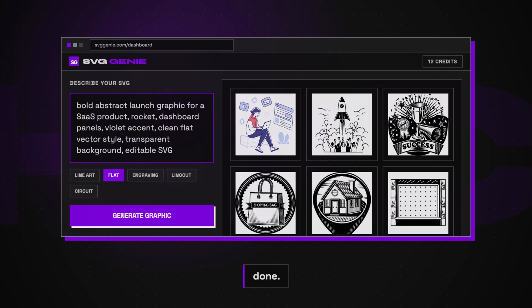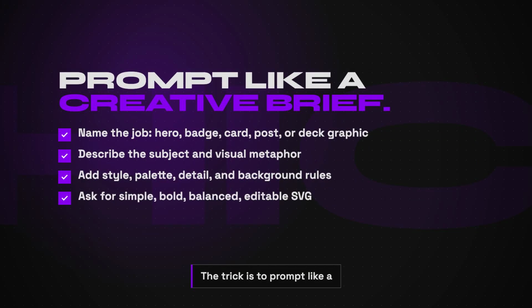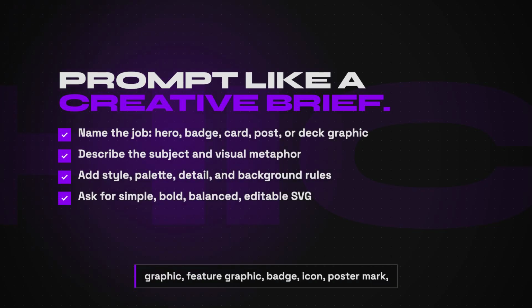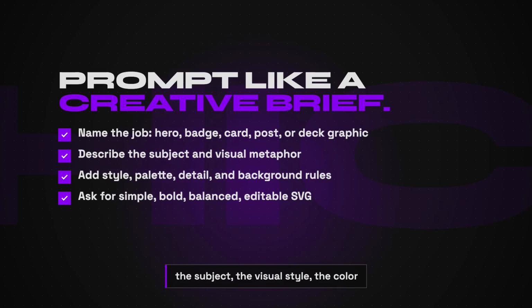The trick is to prompt like a creative brief. Start with the job: hero graphic, feature graphic, badge, icon, poster mark, product visual, or newsletter art. Then add the subject, the visual style, the color constraints, and words like simple, bold, balanced, transparent background, editable SVG.